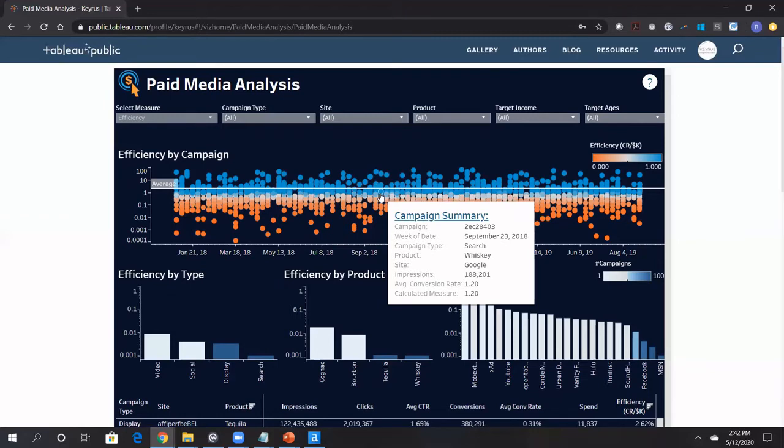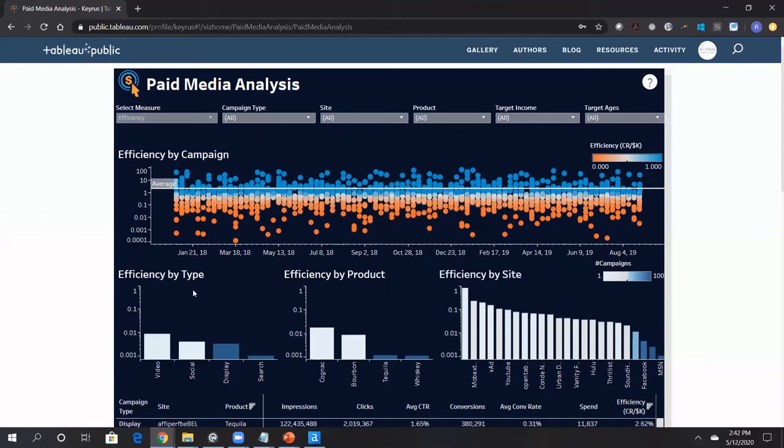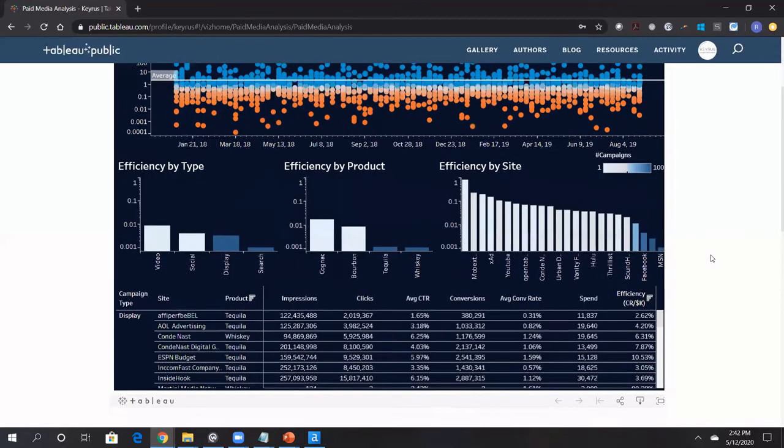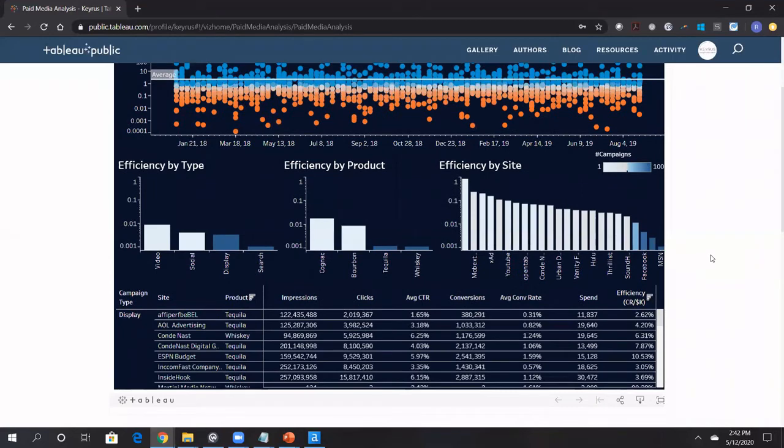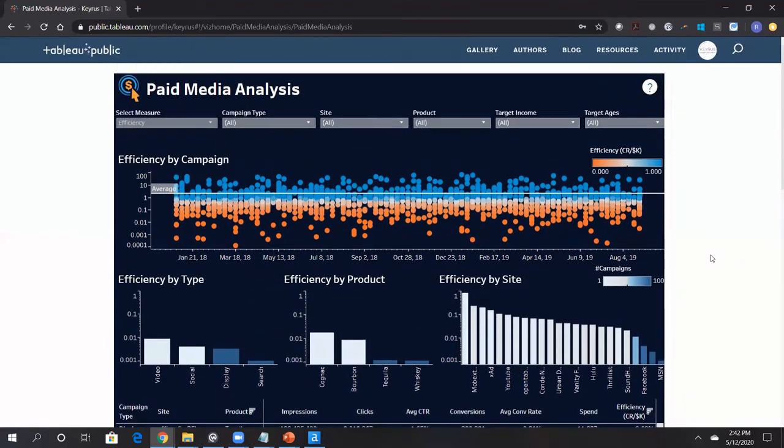Here's another one, an investment in search for whiskey on Google, yielded 188,000 impressions and led to about a 1.2% conversion rate. That's a little bit more promising. Down below, we have essentially the efficiency by type of campaign, the efficiency by product category, and the efficiency by site. And further below, we have a very detailed table of all of the metrics.